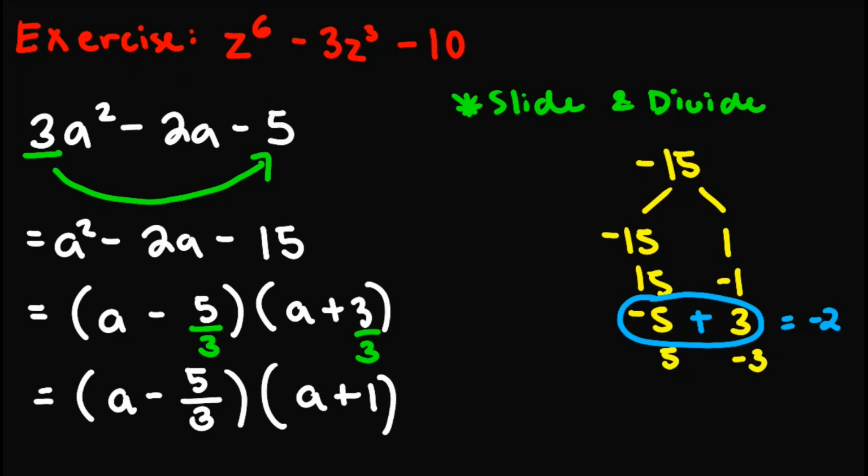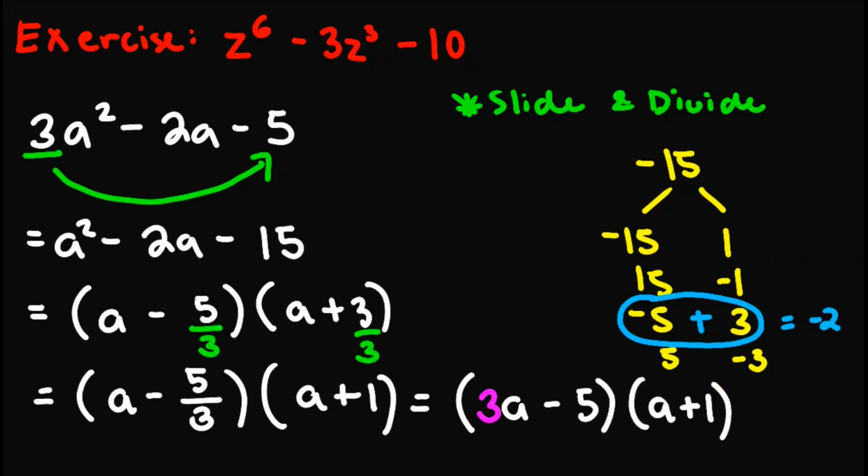Now, is this the final answer? Not yet, since if we have a fraction, in this case we have 5 over 3, what we do is we slide back this 3, or the denominator, back to this one. So we will have, sliding it back, we'll obtain 3a minus 5 times a plus 1. And this one now, out here, is the final answer.